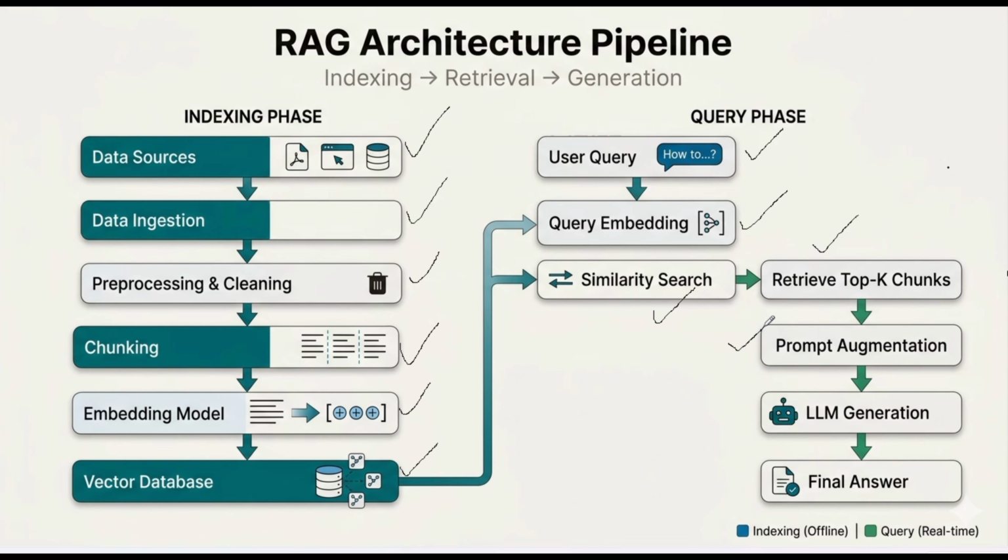Those chunks will go into prompt augmentation. Here we build a rich prompt that includes both the original query and the retrieved context. That augmented prompt is sent to the LLM for generation. Now the model is not answering from its training data alone. It's grounded in your actual documents. Finally, the model's response becomes the final answer that the user sees.